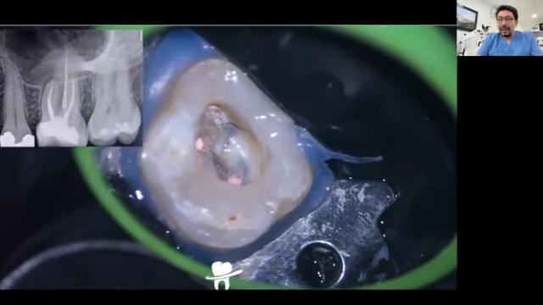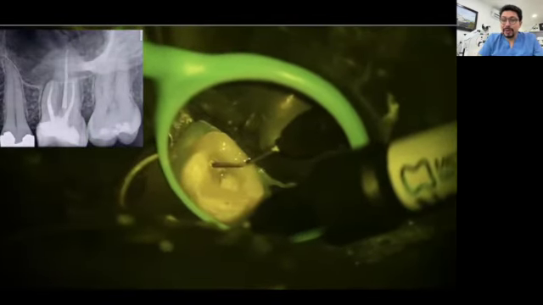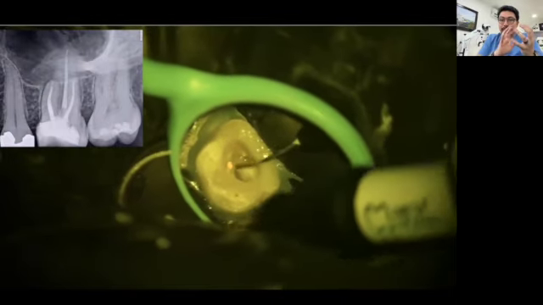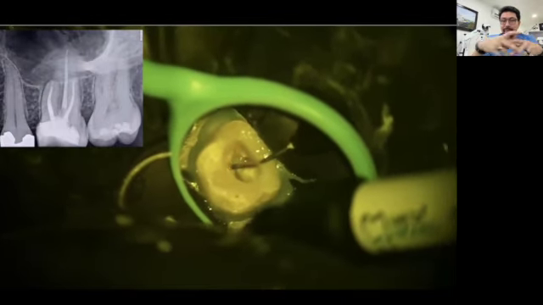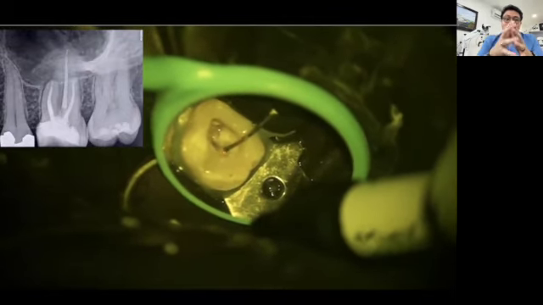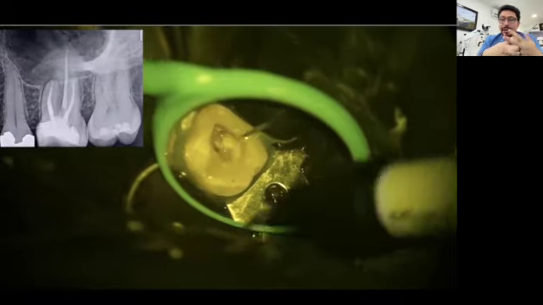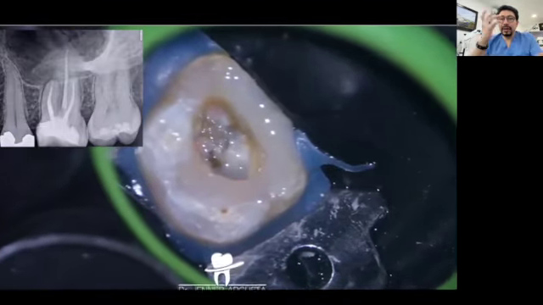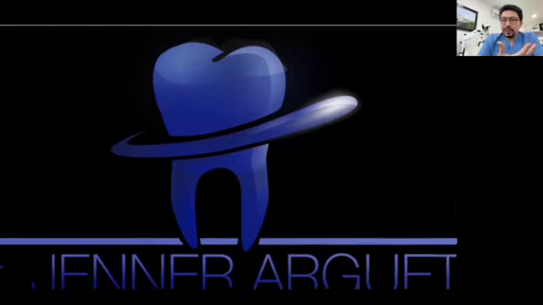We had in mind what final restoration we wanted to place into that molar for protecting it. And with all the adhesive techniques that we have nowadays, we have reliable adhesive techniques. We are not doing full coverage crowns, for example.